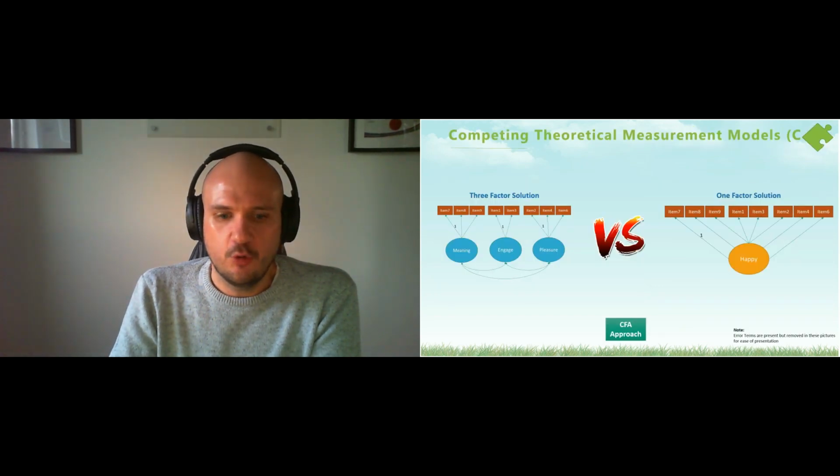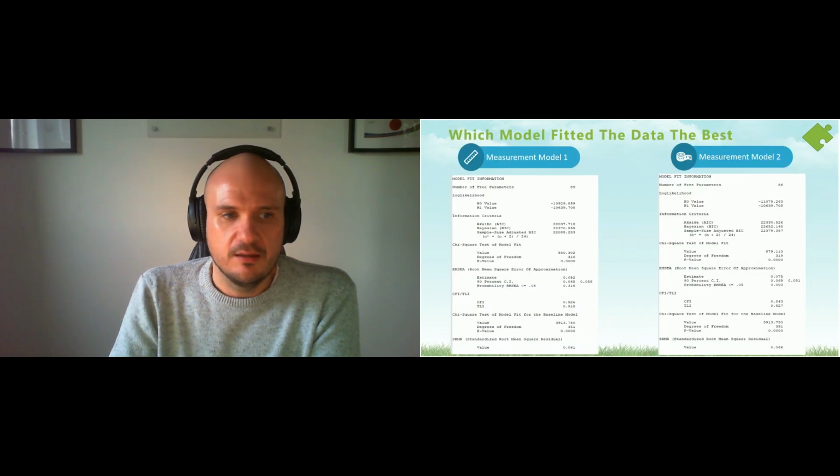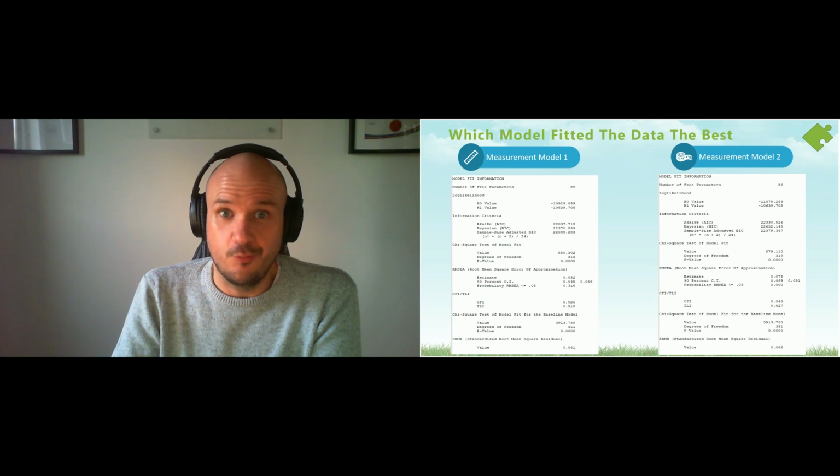So, quick homework. We want to test these two models, a one-factor model for happiness and a three-factor model for happiness, right? These are our fit statistics for the two models. Pause the video quickly and check which model you think fits the data the best, looking at the criteria we used before. Okay, welcome back.